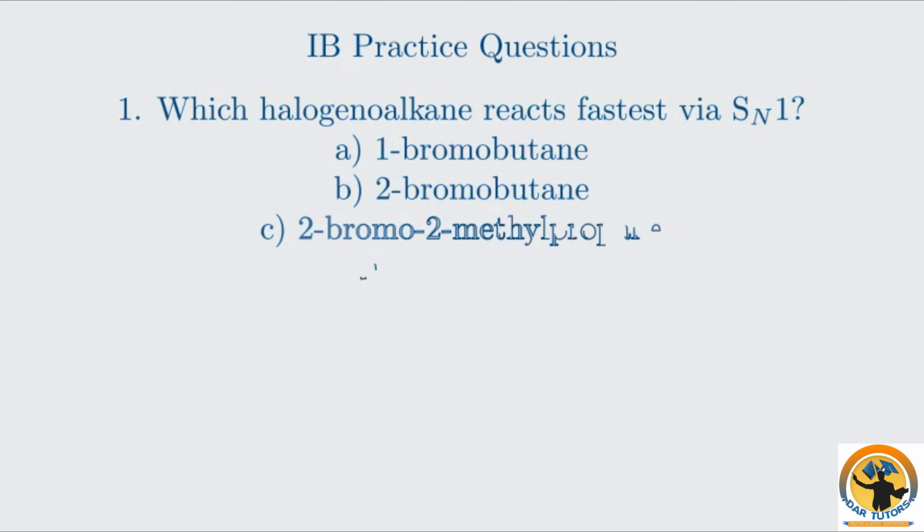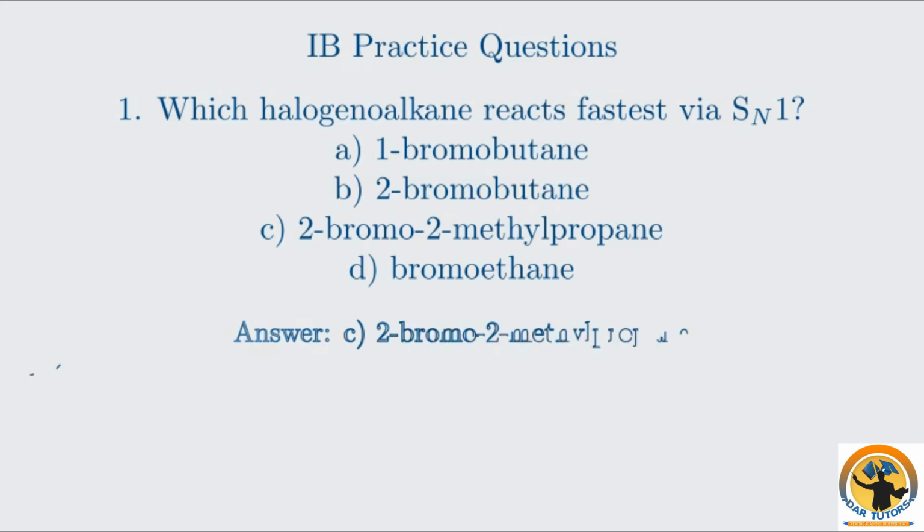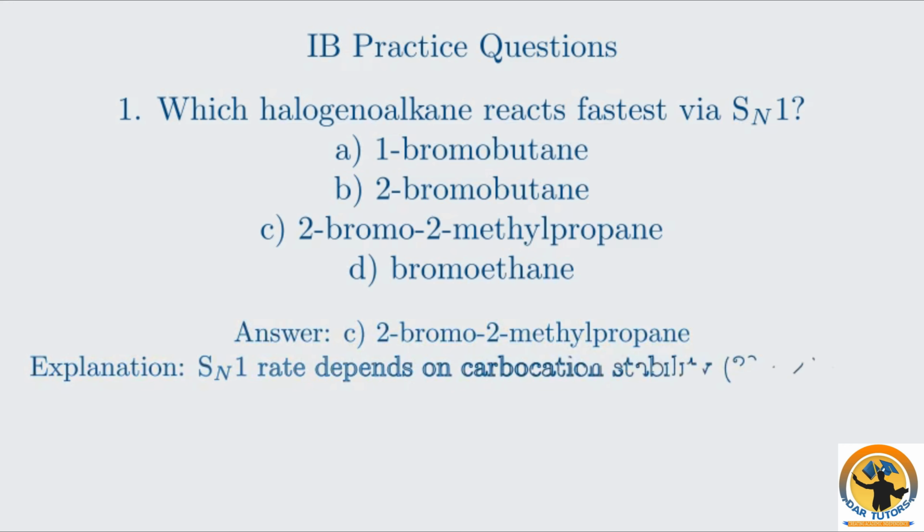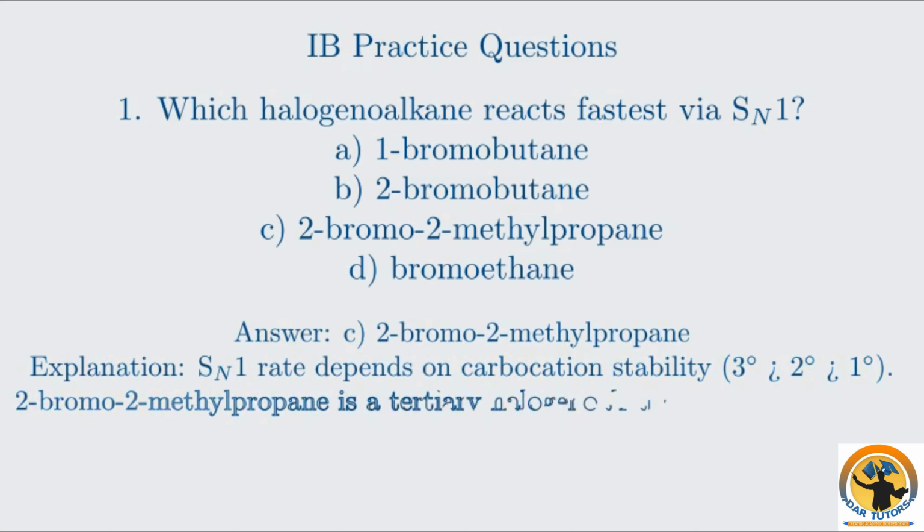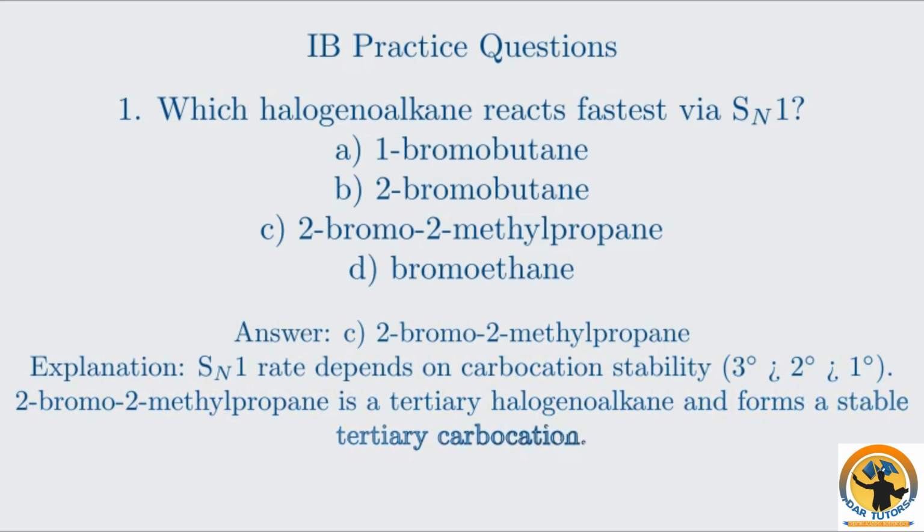2-bromo-2-methylpropane. D. bromoethane. Take a moment to think about it. The SN1 mechanism proceeds via a carbocation intermediate, and the rate is determined by carbocation stability. The more stable the carbocation, the faster the reaction. A primary halogenoalkane forms a primary carbocation, a secondary forms a secondary, and a tertiary forms a tertiary. As we know, tertiary carbocations are the most stable. 2-bromo-2-methylpropane is a tertiary halogenoalkane, and therefore it forms a tertiary carbocation. The correct answer is C.